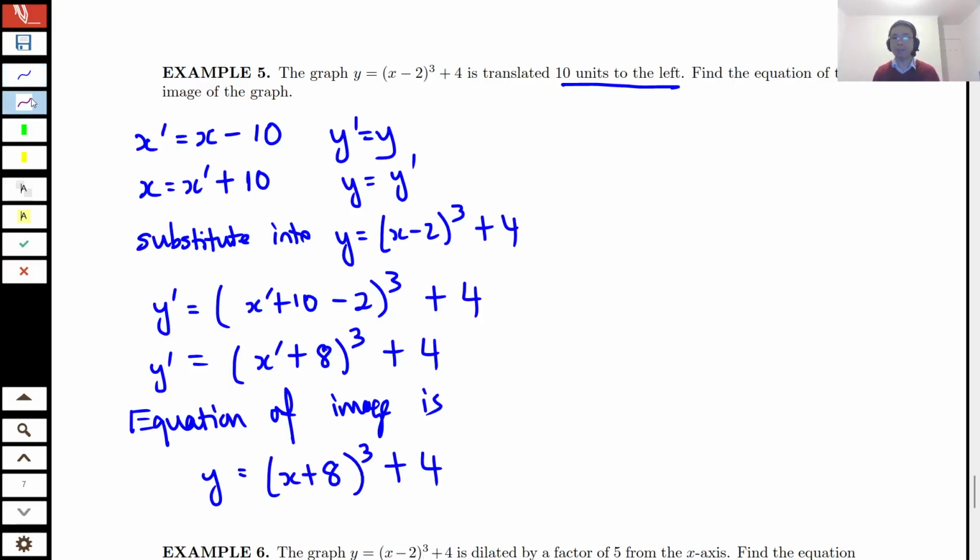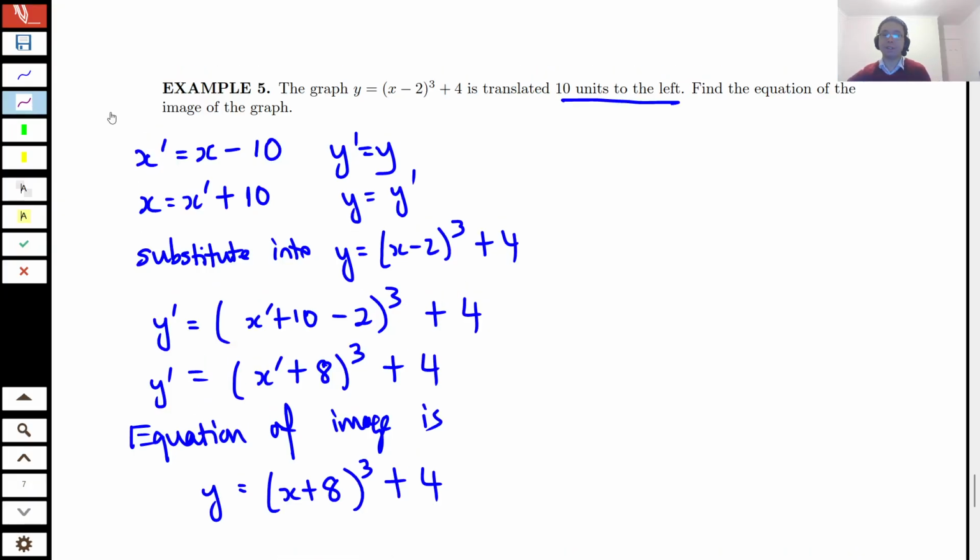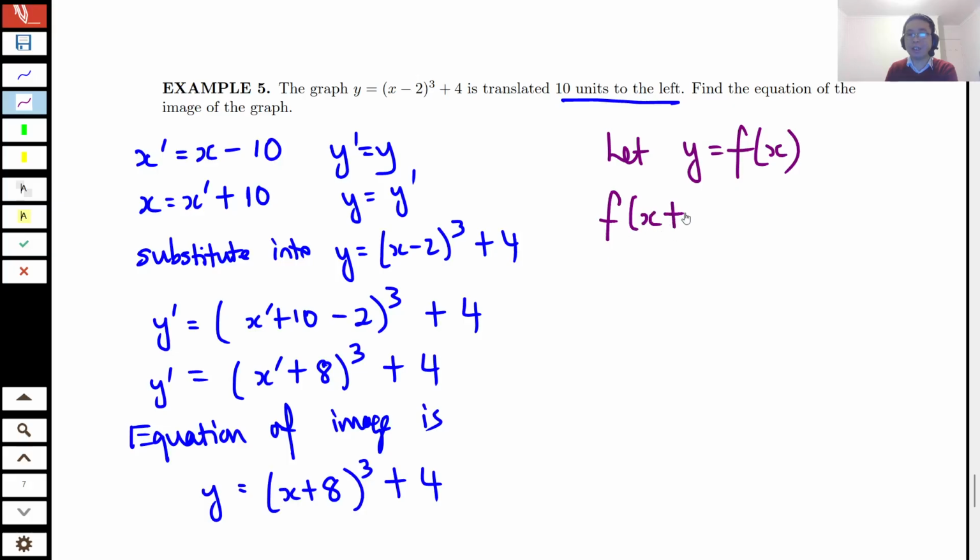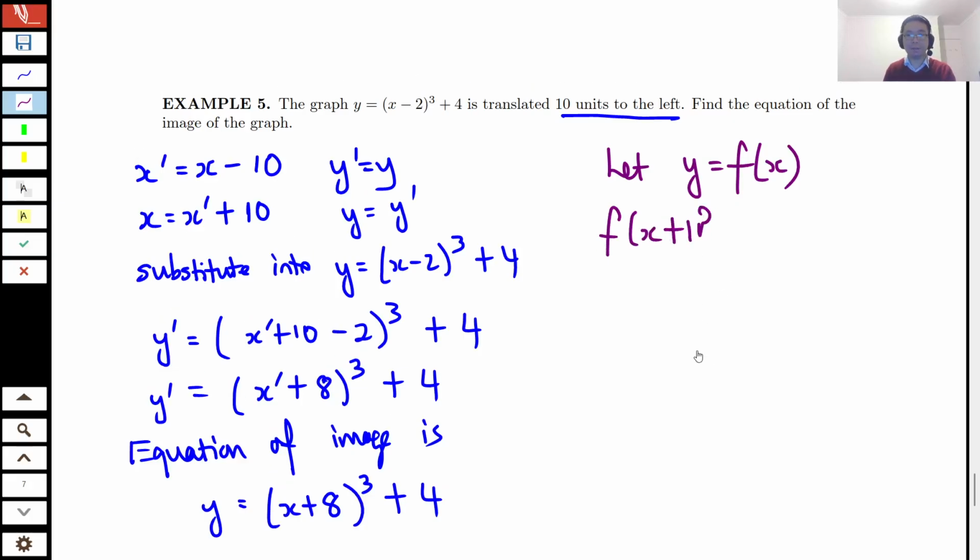Here's the second method. The second method states, suppose that my graph is f of x. If I translate 10 units to the left, that's f of x plus 10. So if h is positive, f of x minus h is a translation to the right.